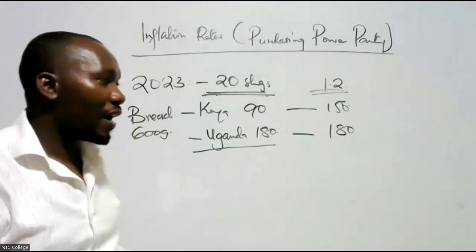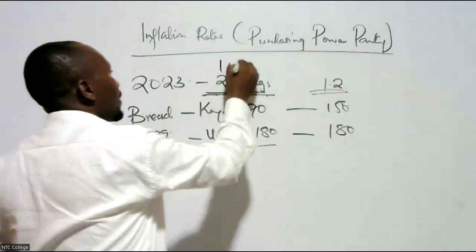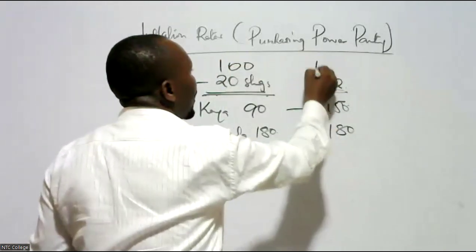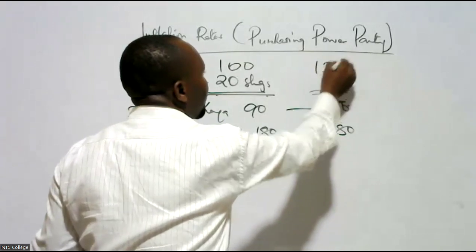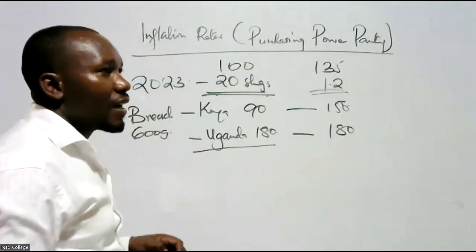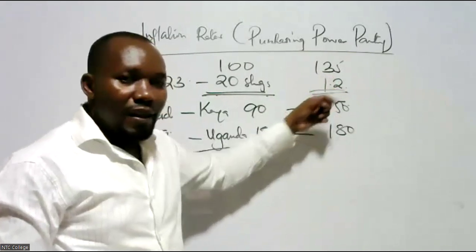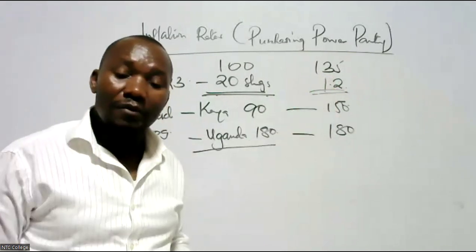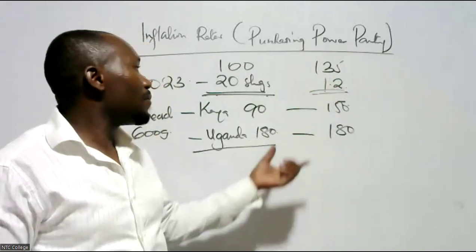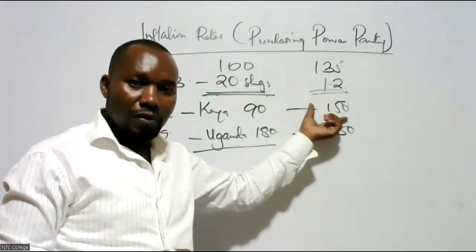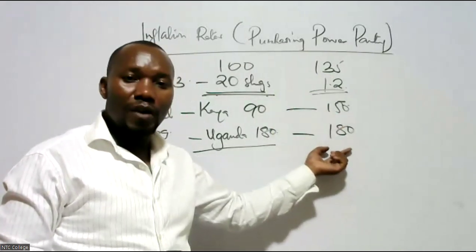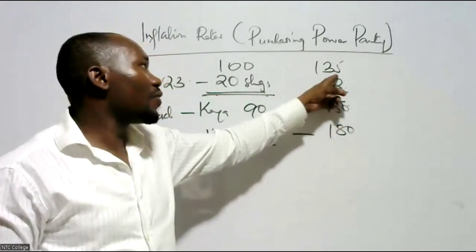The same with dollars. At some point, our dollar was 100, but right now we are at 135. So it means that the exchange rate has gone up. It means that both of us are affected by inflation, but Kenya is affected by inflation more than US, and that is why the exchange rate has gone like that.